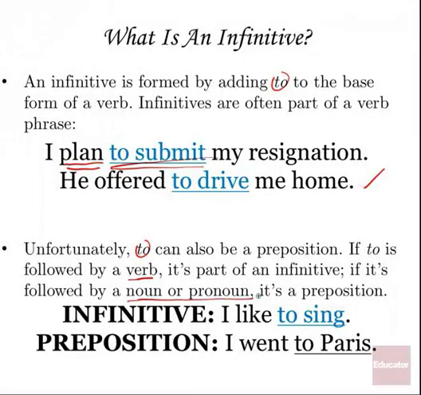So, it's an infinitive to say, I like to sing. Sing is, of course, a verb, and it's never a noun. But you can use to as a preposition and say, I went to Paris. Well, Paris is a noun. It's a proper noun. It's always a noun. There's no verb to Paris. So you know that our second sentence is a prepositional phrase, and our first sentence uses to in the context of an infinitive.